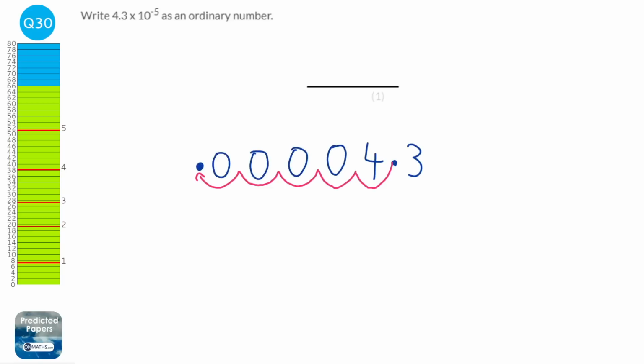And because it's decimal, we're going to start it off with a 0. So our new number, our ordinary number, is 0.00043. Now it's important to realise that we shouldn't really think about it as jumping the decimal point. We're actually shifting the number, but it's all relative and it's a lot quicker just to move that decimal point.